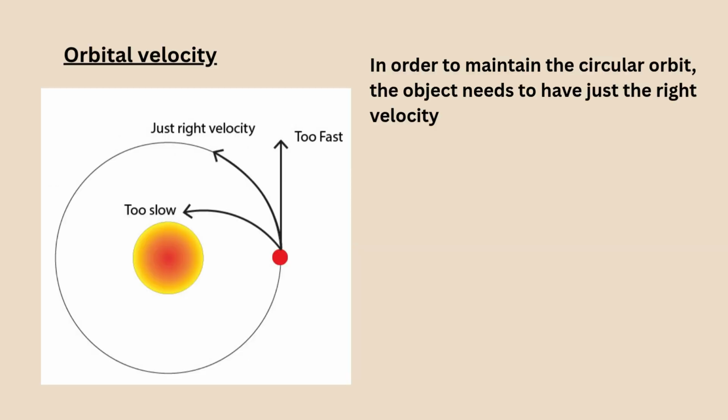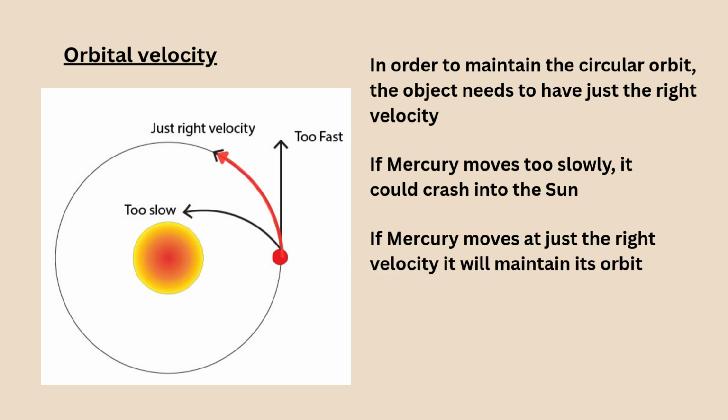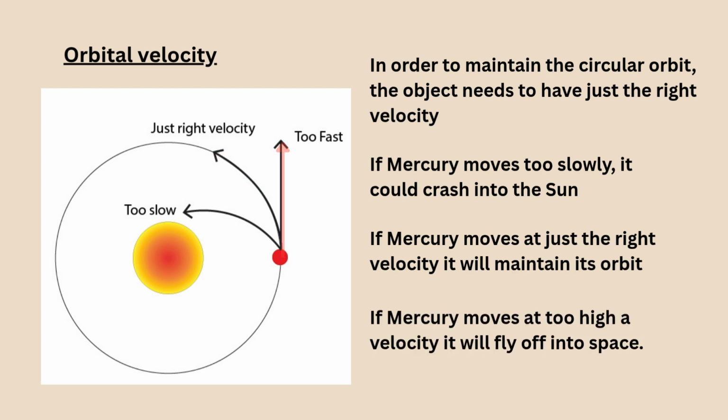Orbital velocity. In order to maintain the circular orbit, the object needs to have just the right velocity. So if Mercury moves too slowly, it would crash into the Sun. If Mercury moves at just the right velocity, it will maintain its orbit. And if Mercury moves at too high a velocity, it will fly off into space.